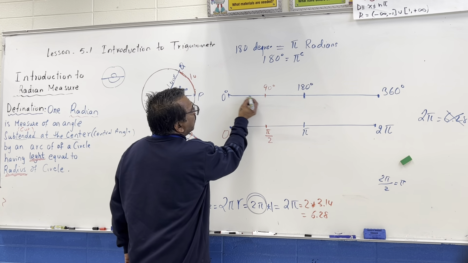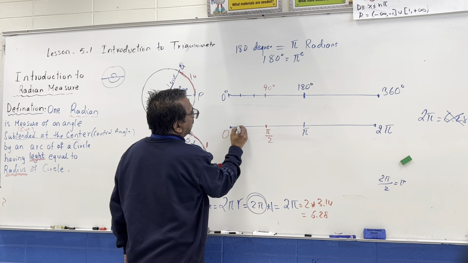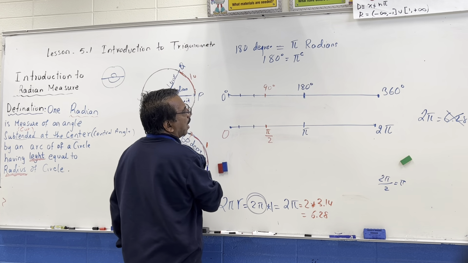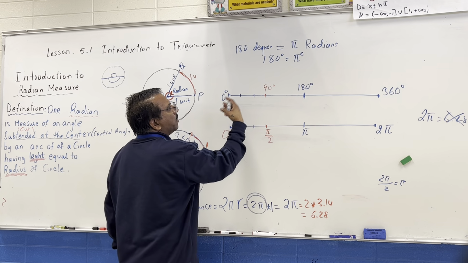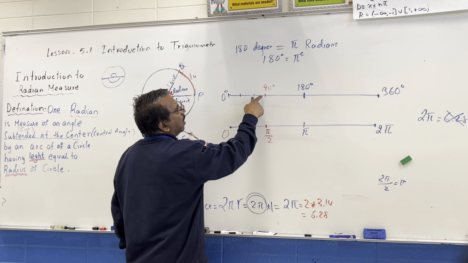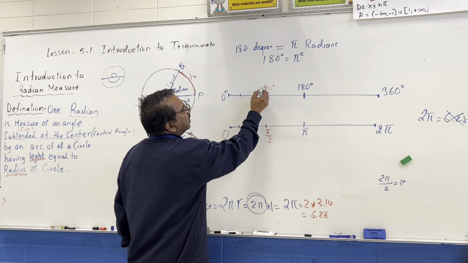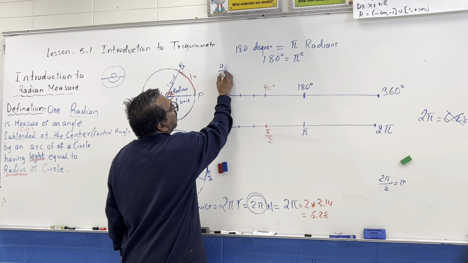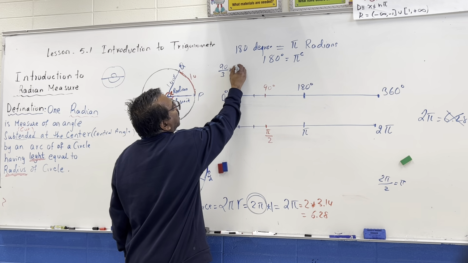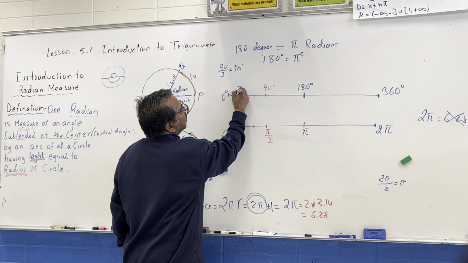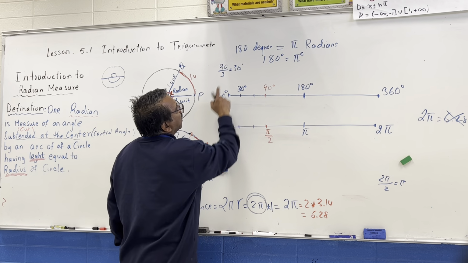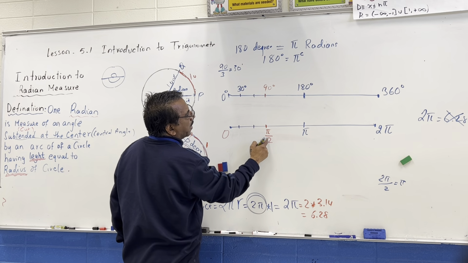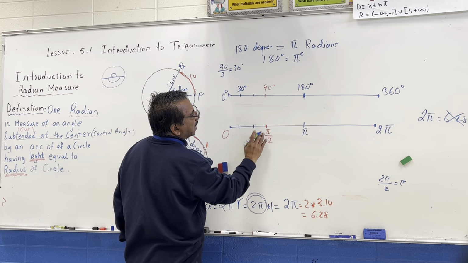Then I also want to break this into 3 parts like this. The reason is the main ones are 30 and 60. So if I divide this 90 by 3, you get 30 degrees, right? So this becomes 30 degrees. That means I have to divide this pi by 2, so a third of pi by 2.